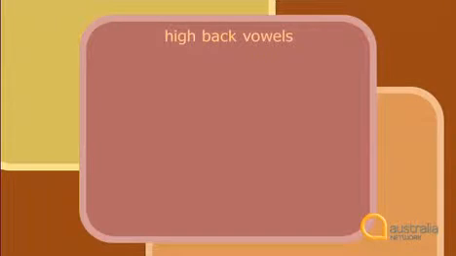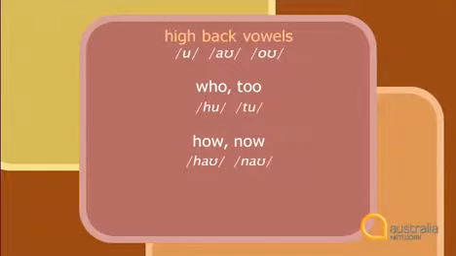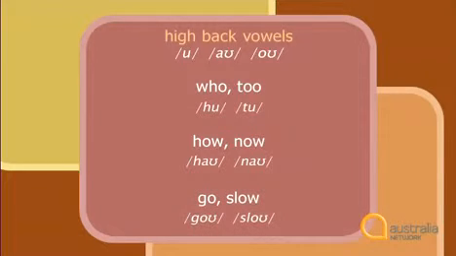High back vowels link with the w sound. High back vowels are oo, ow, and o. Sounds that are produced with the highest part of the tongue but close to the back of the mouth. For example, who, to, how, now, go, slow.